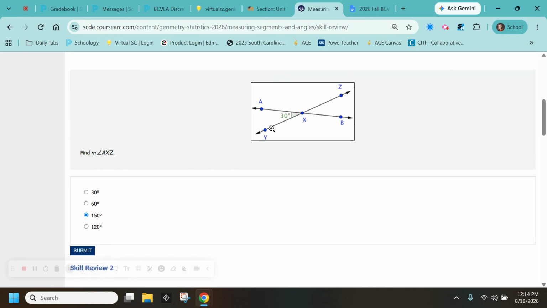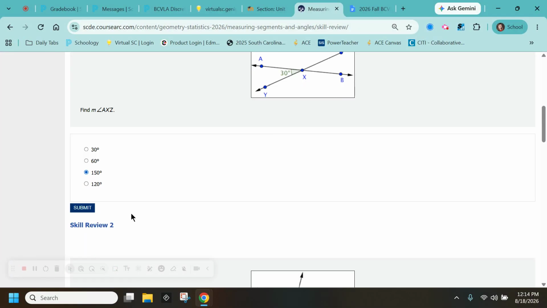So in here, find the measure of angle AXZ. These two angles form a straight angle, and so therefore 180 degrees minus 30 will give you this missing piece here, which is 150.